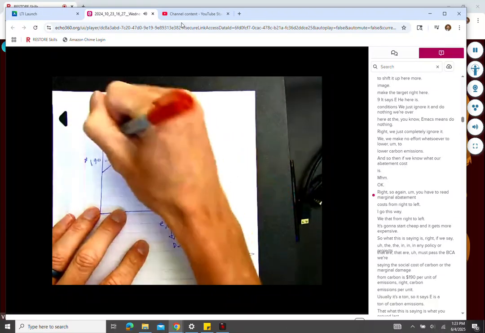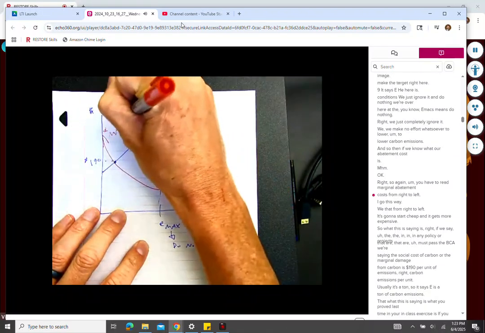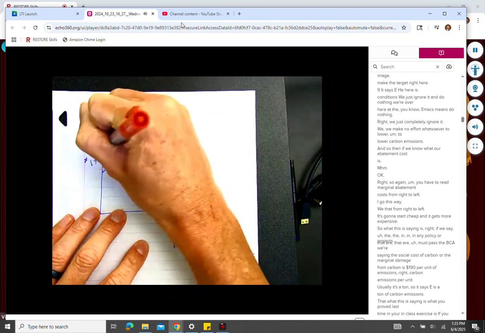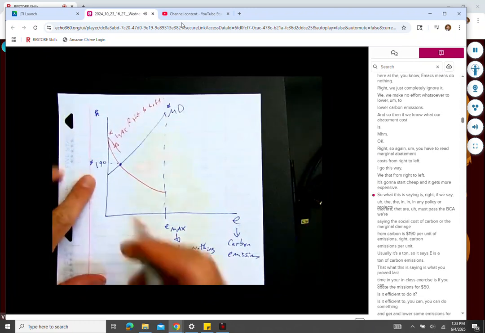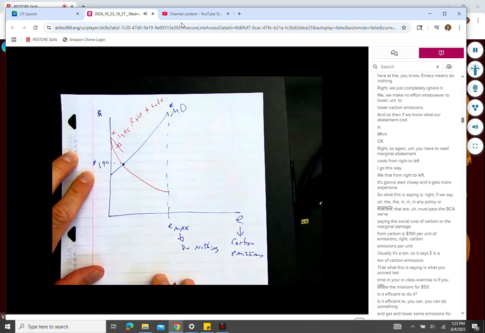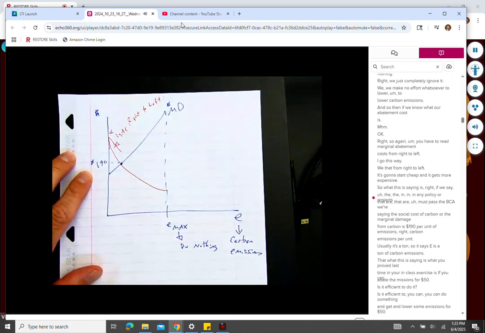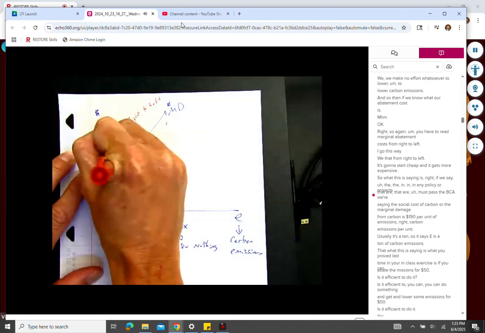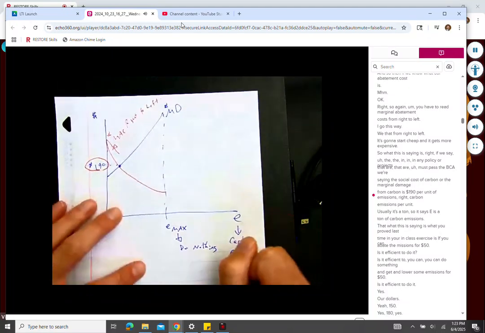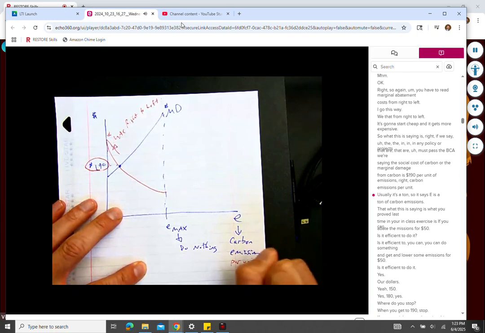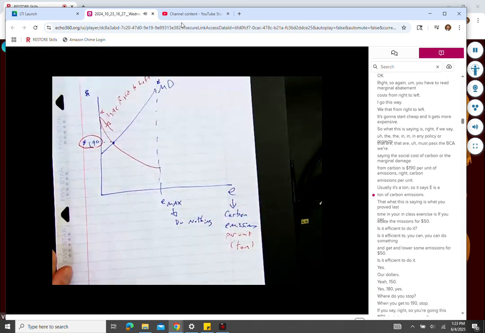right? So again, you have to read marginal abatement cost from right to left. I go this way. You read that from right to left. It's going to start cheap and it gets more expensive. So what this is saying is, if in any policy or project that must pass a BCA, we're saying the social cost of carbon, or the marginal damage from carbon, is $190 per unit of emissions. Usually it's a ton. So this E is a ton of carbon emissions.